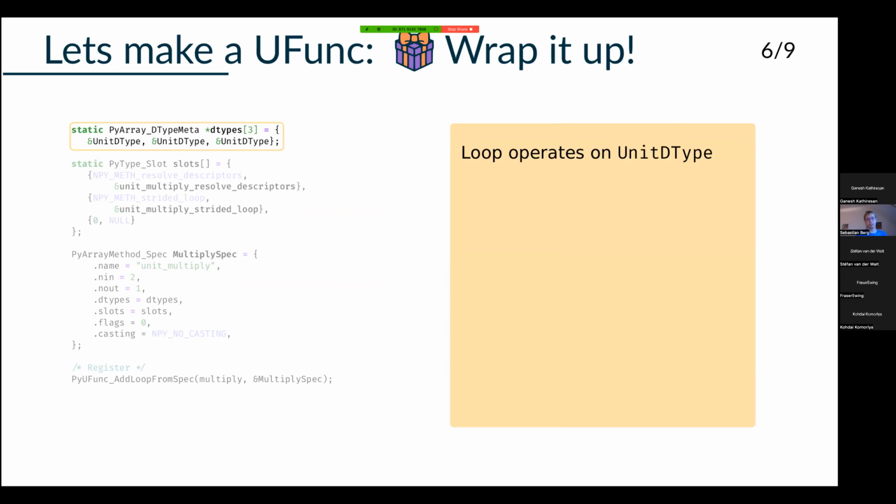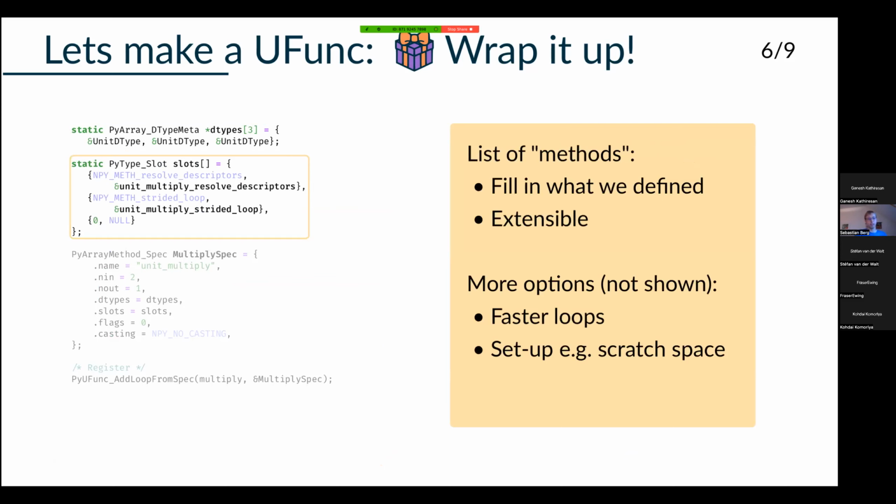We have the slots. The slots is the list of all methods. So this is how we define such a list in C. We usually have null termination, and what we put in here right now is the 2 methods that we defined. So the NBY math resolve descriptor function is the one I defined first. The strided loop function is the one I defined second.